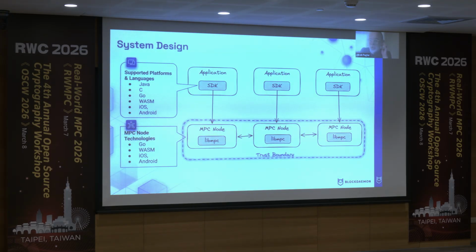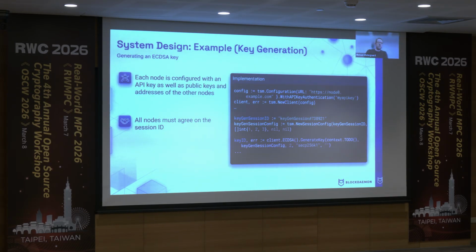Our MPC nodes are available on a number of different platforms, particularly Go, Wasm, iOS, and Android. This means that if you're building a wallet, for instance, you can have one node running on a mobile device and another node running in a Kubernetes cluster on your infrastructure. On top of this, we have the SDKs, which are available in a number of different languages and platforms, as you can see here.